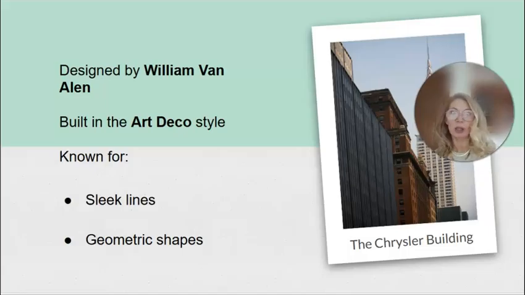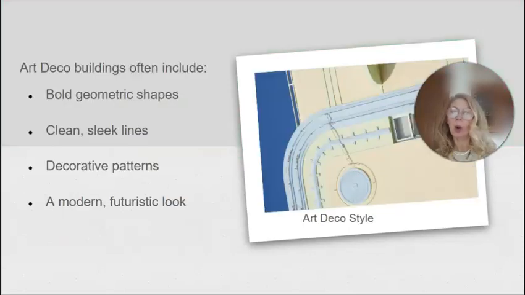Let's talk about the Chrysler Building. It was designed by William Van Allen. It was built in the Art Deco style, and it was known for its sleek lines and geometric shapes. So Art Deco buildings often include bold geometric shapes, clean, sleek lines, decorative patterns, and a modern futuristic look.